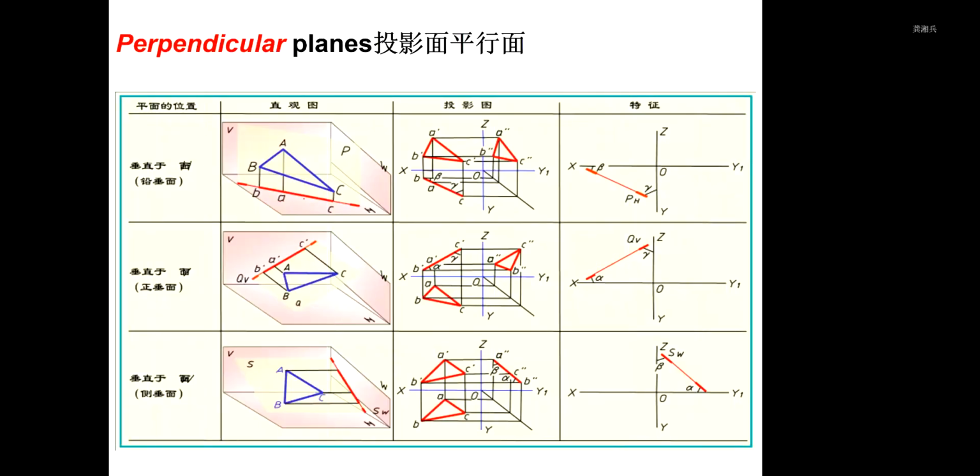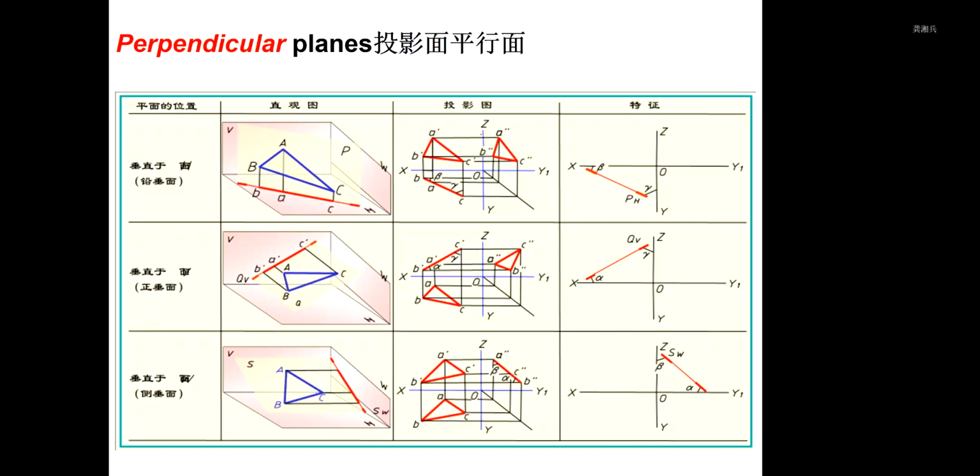Okay, so let's summarize. This is a perpendicular plane. Here we know this is the three-dimensional plane, this is a projection plane, and this is a tracing line. Here we show you this one is a perpendicular plane. This one is the HH plane, this one is the VH plane, and this one is the WH plane. In Chinese we call these 铅垂面, 正垂面 and 侧垂面.